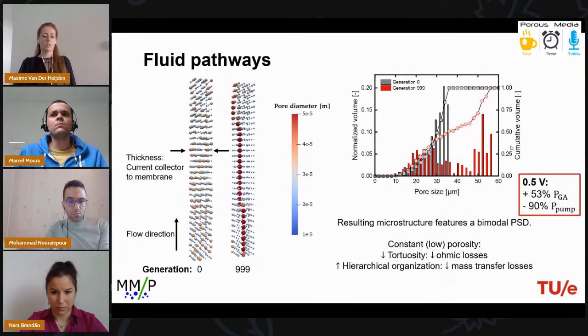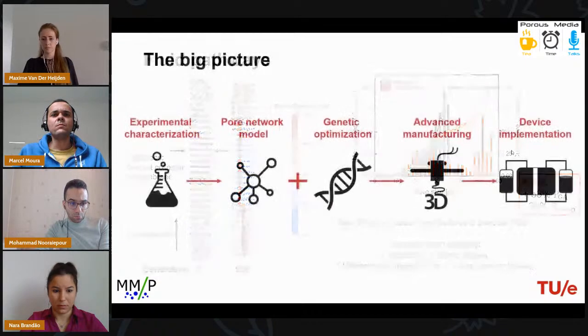So to conclude, this genetic algorithm showed that it's able to optimize a random cubic network by optimizing for the pumping power losses and the electrochemical performance, and showed the importance of hierarchical organization of porous electrodes.